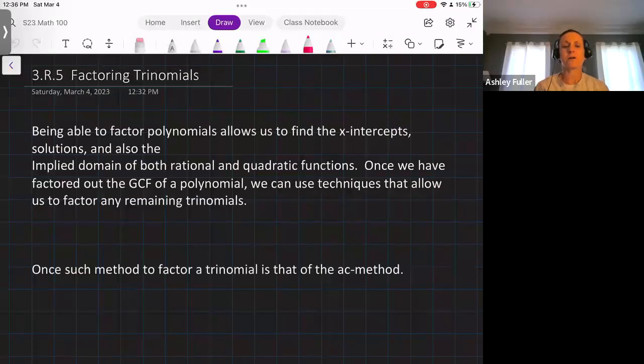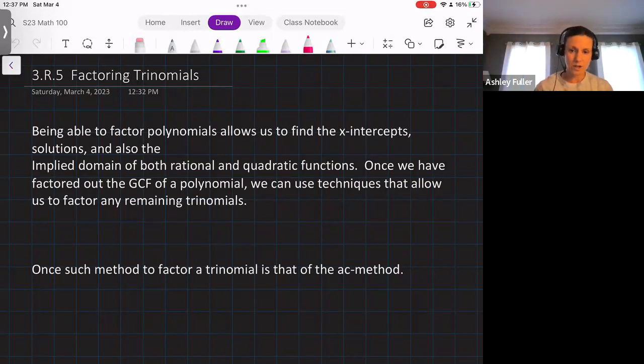Being able to factor polynomials gives us a way to find x-intercepts or zeros or solutions, and also helps us find the implied domain of different types of functions, including both rational and quadratic functions more easily. Once we've factored out the GCF of a polynomial, which we learned in our last lesson, we can use different techniques that allow us to factor any remaining trinomials.